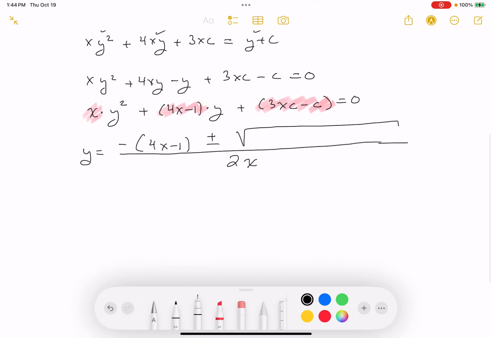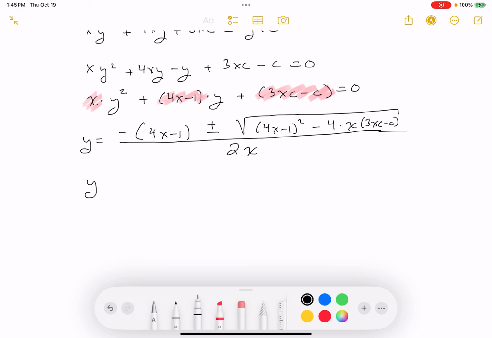So my concern about this thing is the domain of this problem over here. And I'm looking at this, and let me just write this down now. It's going to be the 4x minus 1 squared. Let's see, minus 4 times the a. That's the coefficient on the square term. And then that big C would be 3x c minus c. All right, doesn't look too good, does it? Let's keep working on it, though.